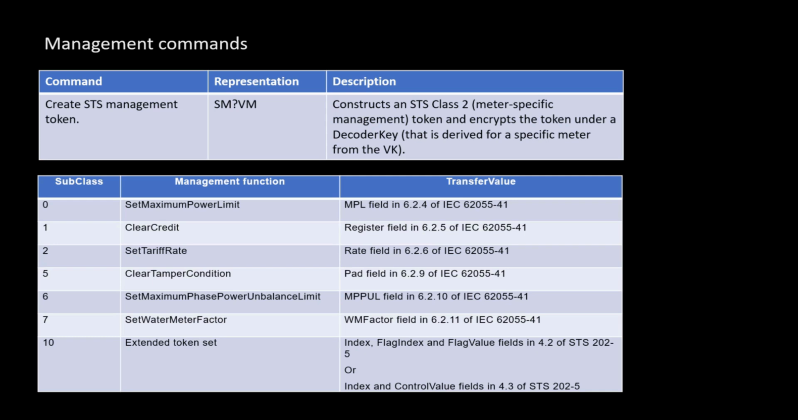Subclass 0, you have set maximum power limit, with the maximum power limit field as defined in 6.2.4 of the -41 spec. You have clear credit, set tariff rate, clear tamper condition, which is subclass 5, set maximum phase power unbalanced limit, subclass 6, subclass 7 is set water meter factor, and subclass 10 is for the extended token set. And that you can find in 202-5.